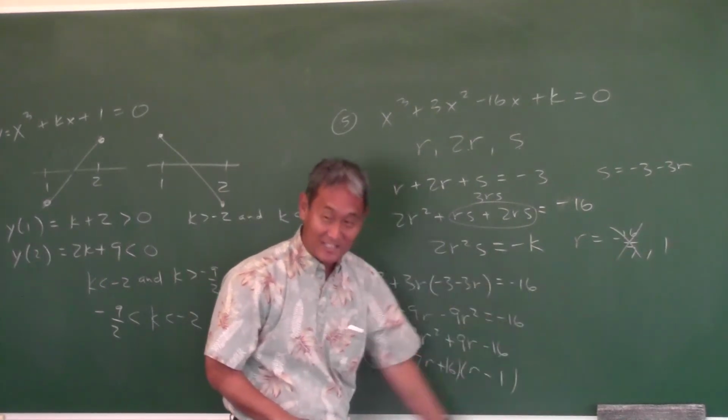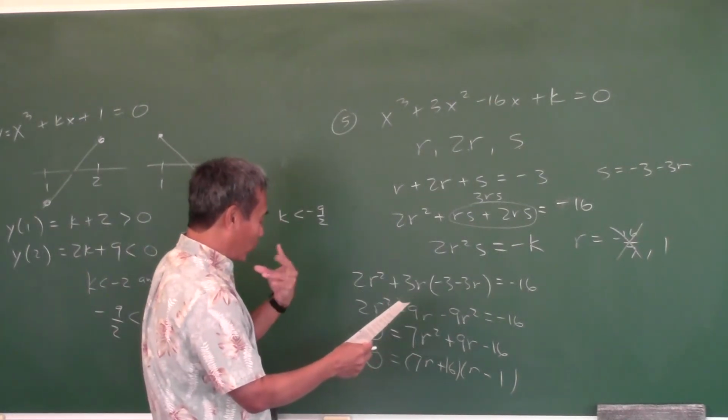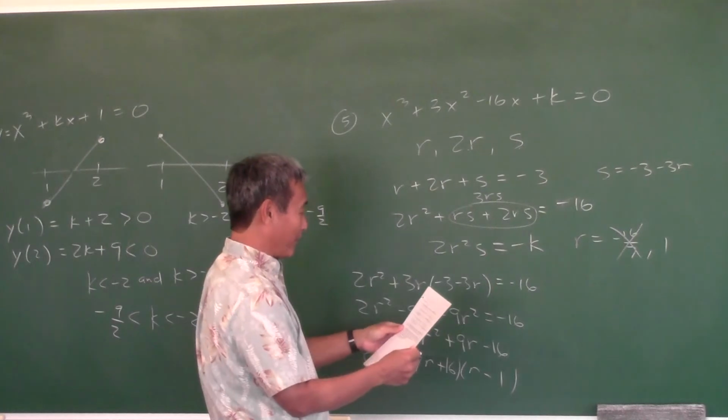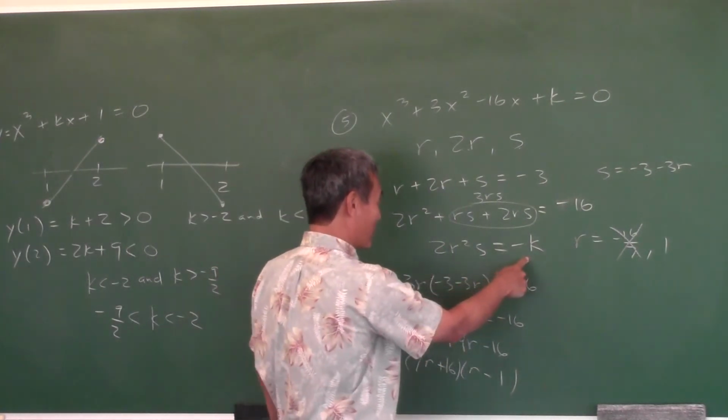Then you don't cross that one out. I'm going to have 2 answers then. Okay, so what are we trying to find? Find the value of k. So how do I find the value of k? Right here. Use this equation now.